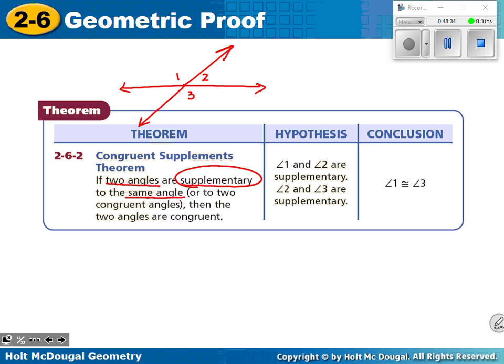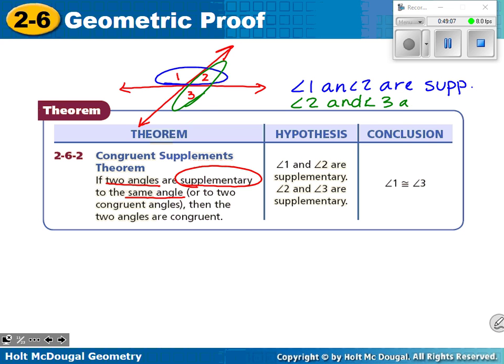Okay, what do we know about angles 1 and 2? They're supplementary because they form what? A linear pair. Okay, so angle 1 and angle 2 are supplementary. All right, what do I know about angles 2 and 3? They're supplementary because what do they form? A linear pair. So angle 2 and angle 3 are supplementary.